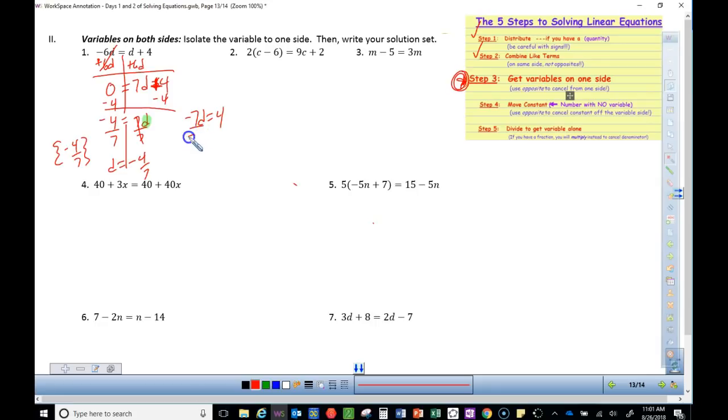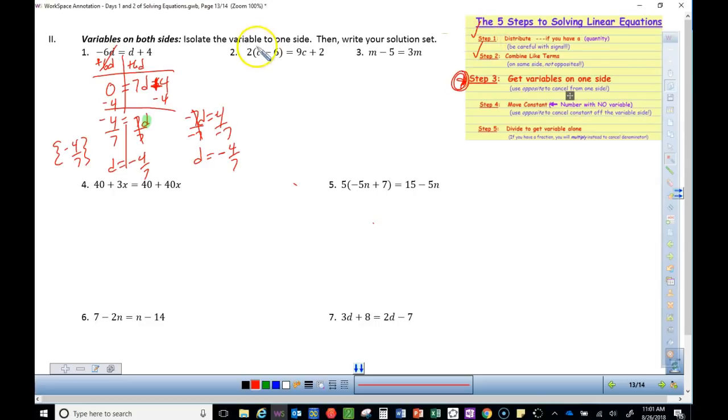If I did this one, I'd be dividing by negative 7, and I'd still get, so a positive divided by a negative is always a negative. We don't leave the negative down in the denominator. We would call it negative 4 sevenths. So either way works. All right, let's take a look at number 2.